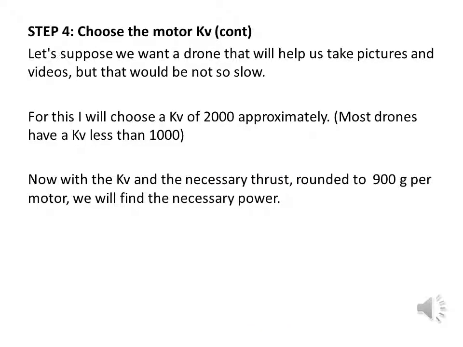Step 4. Choose the motor kV. Let's suppose we want a drone that will help us take pictures and videos, but that would not be so slow. For this I will choose a kV of approximately 2000. Most drones have a kV less than 1000. Now with the kV and the necessary thrust, rounded to 900 g per motor, we will find the necessary power.